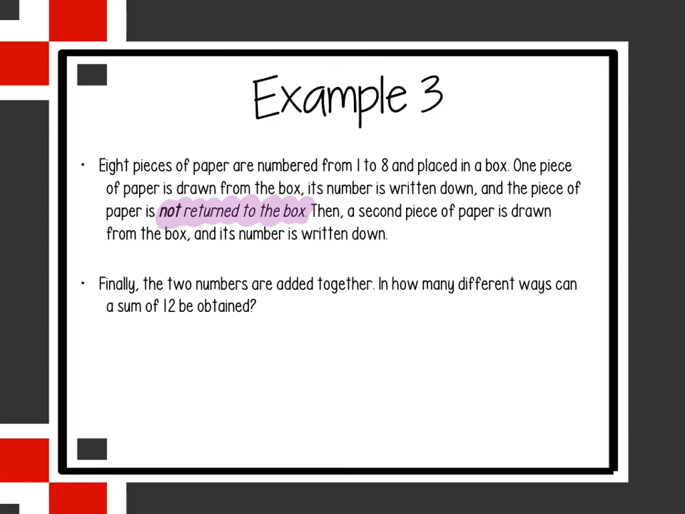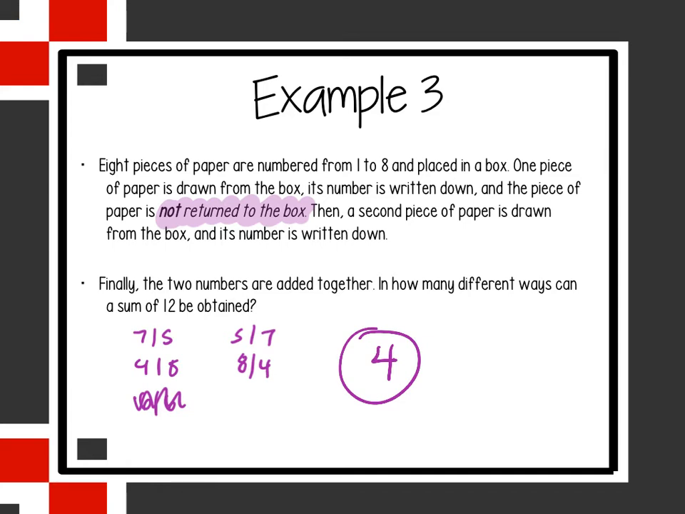So before we said it would be 7 and 5 and 5 and 7. We said 4 and 8 and 8 and 4. And then we said 6 and 6. How does that change if they're not replaced? Can't do 6 and 6, right? The 6 is no longer in there. Does that make sense? Yes. So how many ways are there? 4.